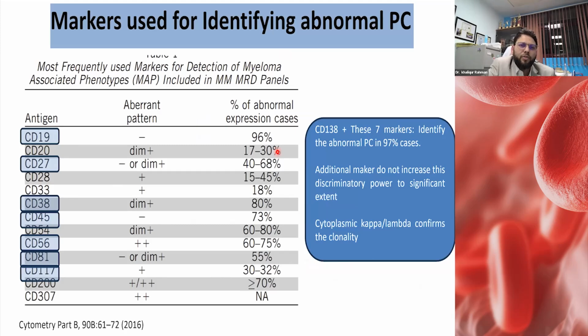So in a typical flow cytometric assay for plasma cell disorders and also in MRD analysis, you use these 8 markers along with kappa and lambda to say whether these plasma cells, whether in a small amount or large amount, are normal or abnormal.